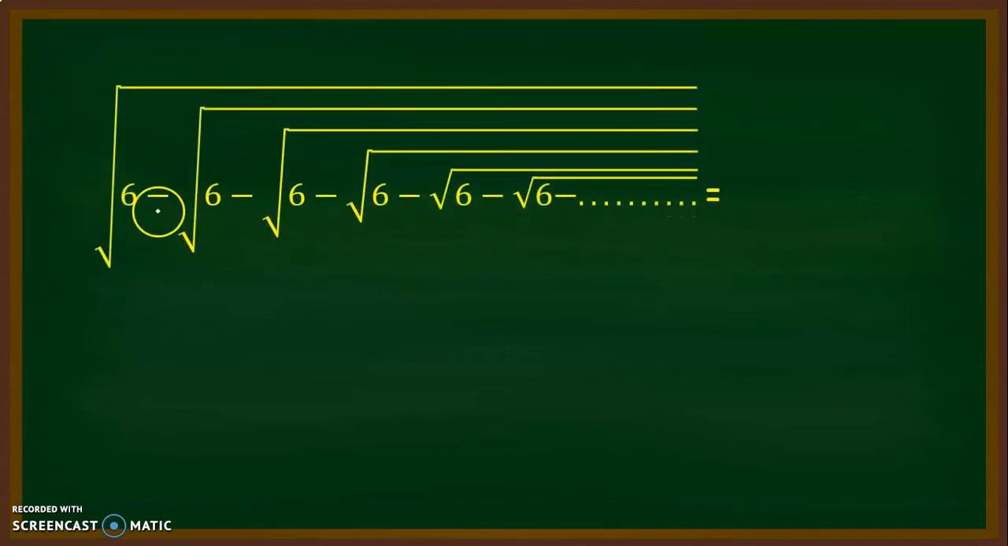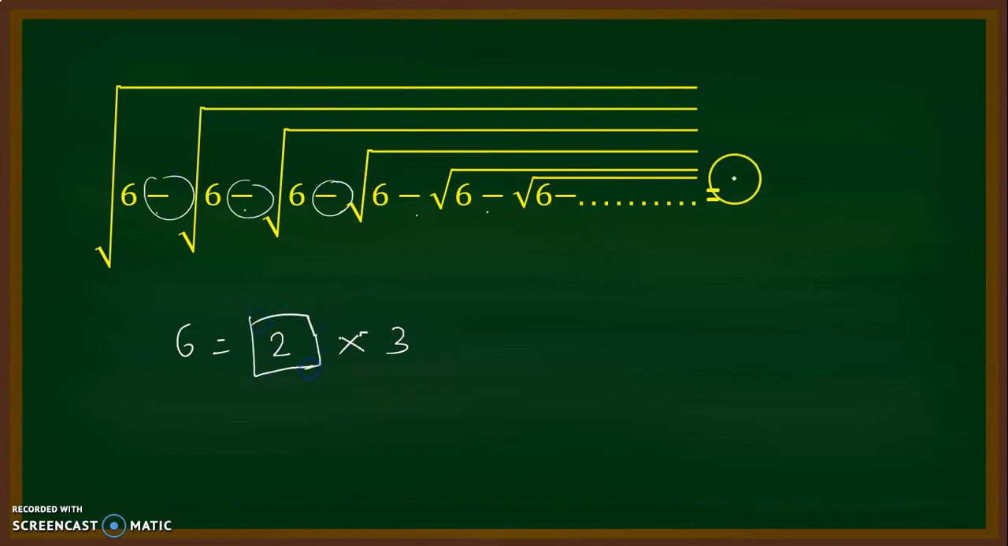Now if we have the minus sign here, then what will be our answer? So here we can write 6 as multiplication of 2 and 3. And here negative sign is there, it means the smaller number will be our answer. Means our answer will be 2. So this is the basic shortcut method to solve this type of question.